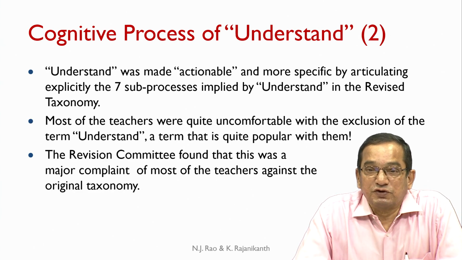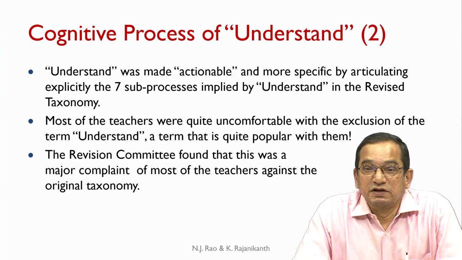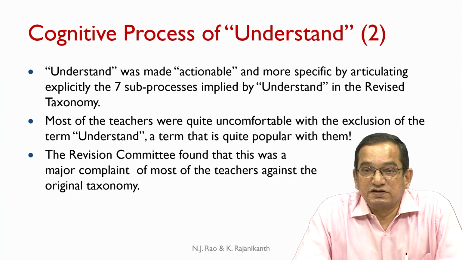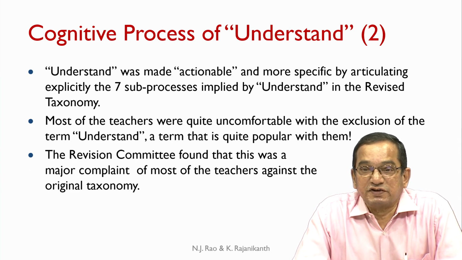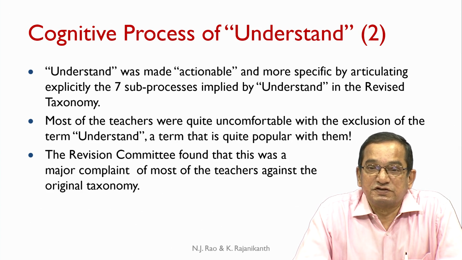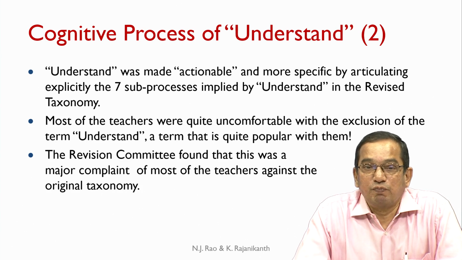The cognitive process understand was made actionable and more specific by articulating explicitly the sub-processes implied by understand. The revised Bloom's taxonomy states 7 cognitive sub-processes which are implied by understand. This categorization of the sub-processes was made to make understand very specific.